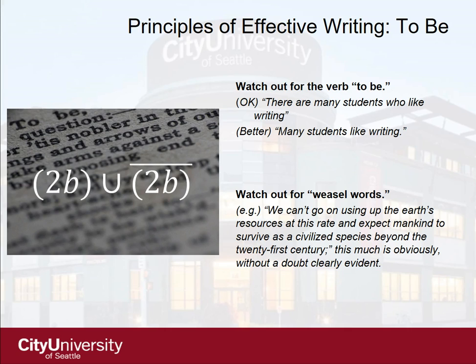The thing is, watch out for weasel words. So, we can't go on using up the Earth's resources at this rate and expect mankind to survive as a civilized species beyond the 21st century. This is much, obviously, without a doubt, clearly evident. Well, the weasel words are the much. We can't go on. This whole sentence is suggestive. It's persuasive. You don't want to be that. You want to be factual and pretty dry. The other thing here is, who's we? We can't go on. So watch out for that.